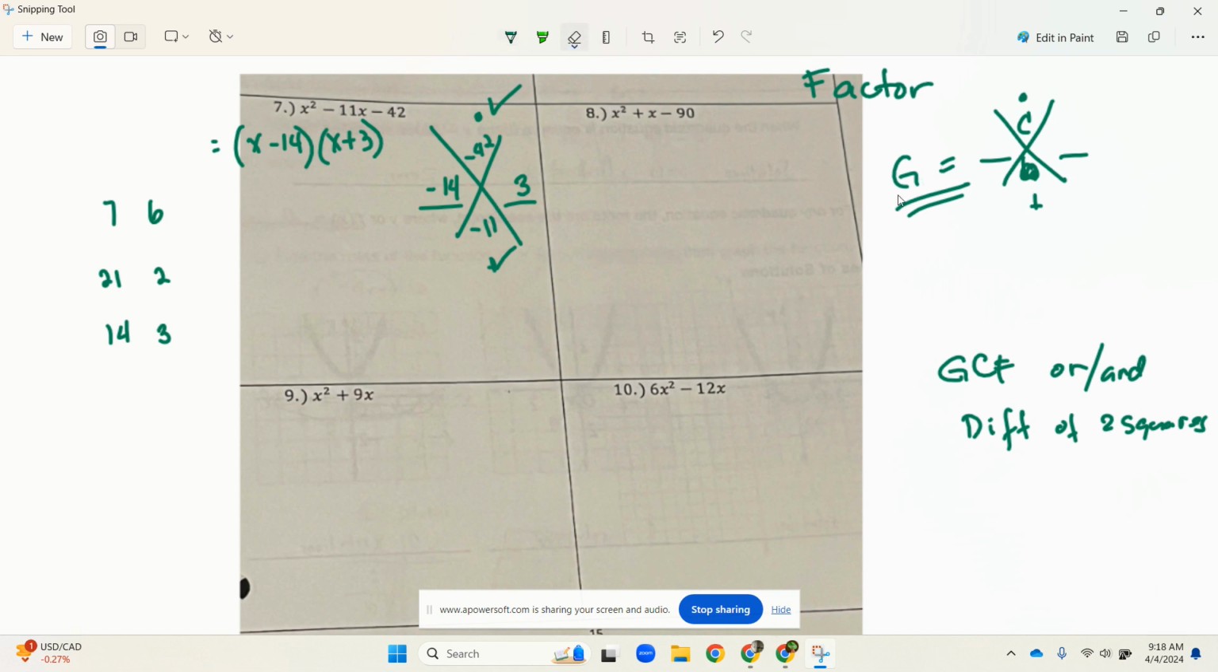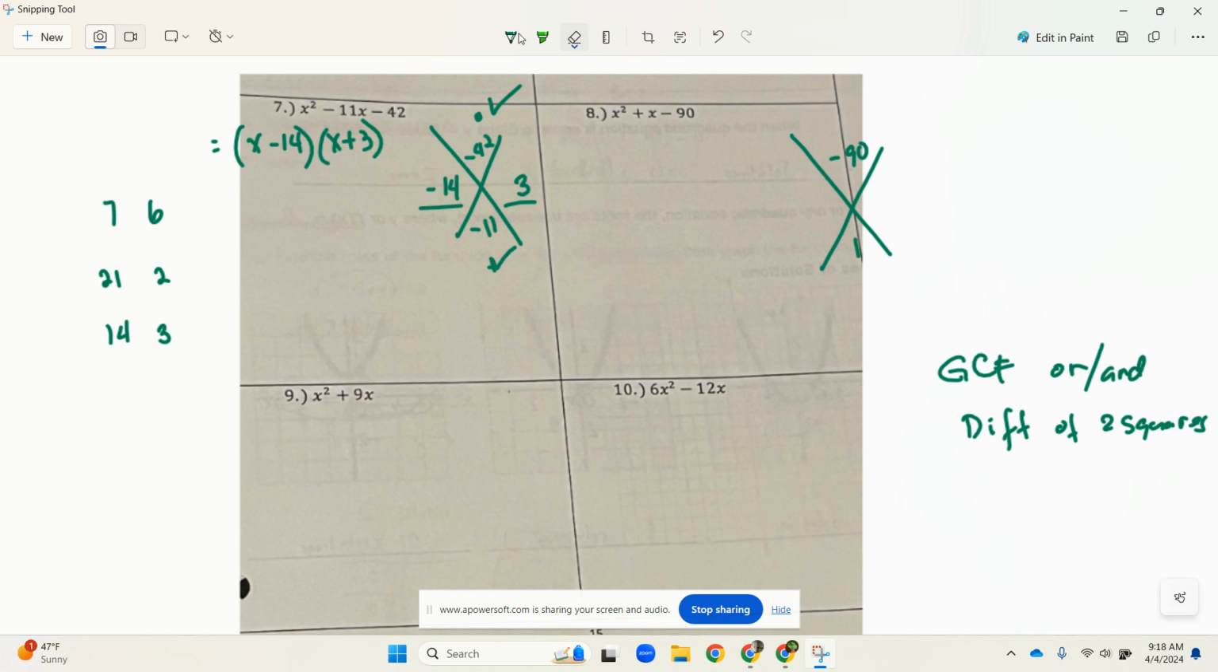Now, next, let's move on to number 8. Is there a GCF on number 8? No GCF, so therefore, well, let's do this. Negative 90 here, and then positive 1 here. Okay, negative 90 being your C, the constant, and 1 being the coefficient of your x. All right, so now let's prepare our two parentheses for the factors.